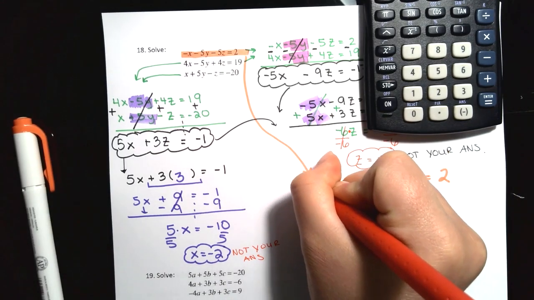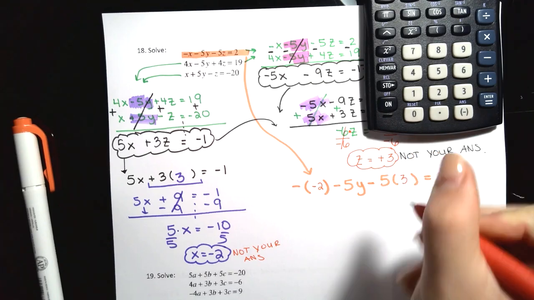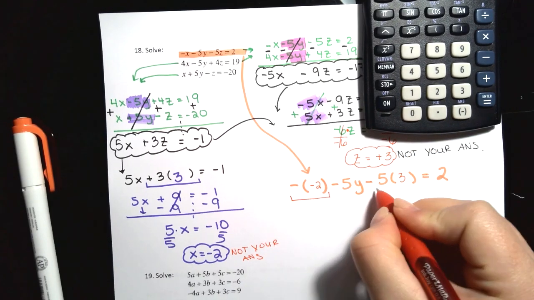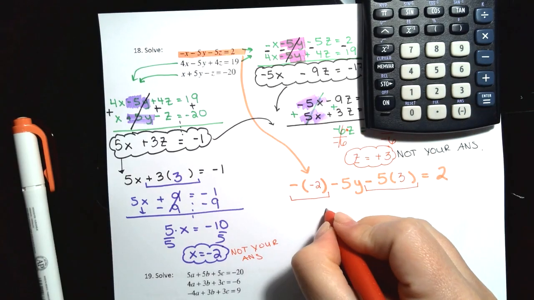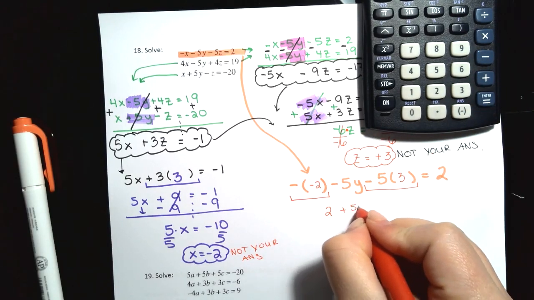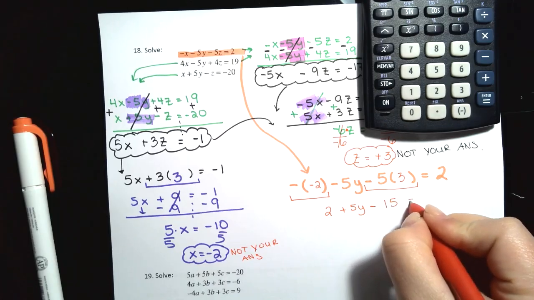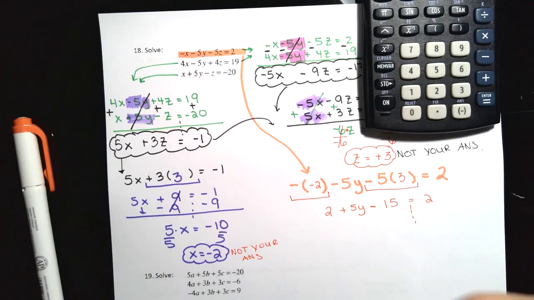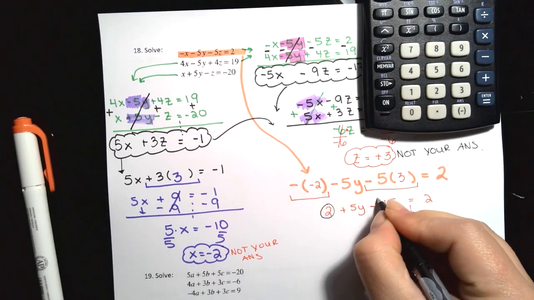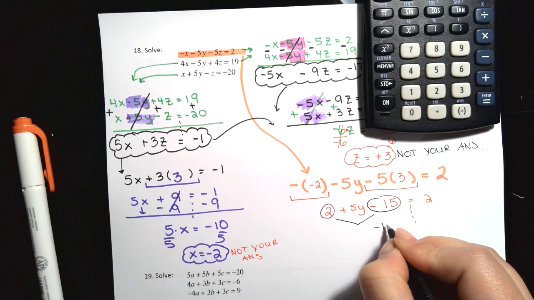X is negative 2. Z is a positive 3. Here is where you need to be careful, and you need to be careful here. Negative gives me a positive 2. Negative positive gives me a negative 15. Combine like terms. So we get 2 and a negative 15. That gives me negative 13.